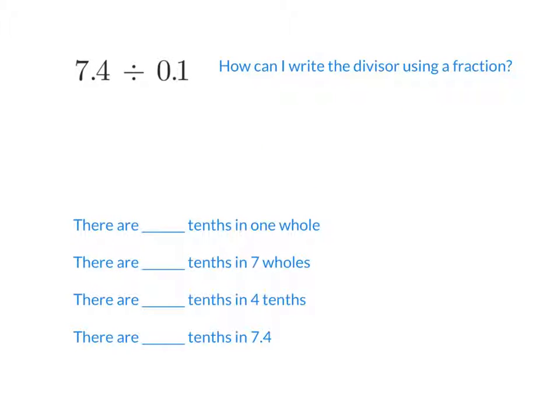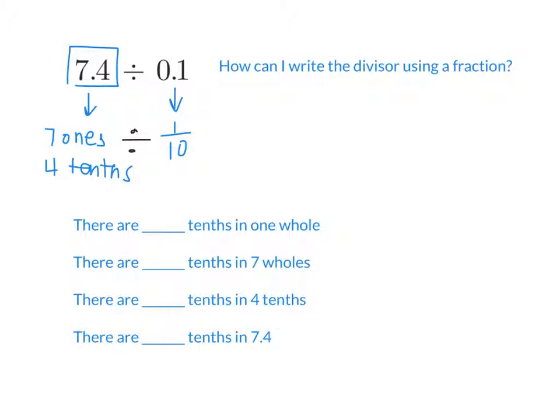Now, I have 7.4, okay, divided by 1/10. We still know that this 1/10 means 1/10, okay? But this number is a little bit different. How is 7.4 different than our previous problem? Well, our previous problem had a whole number part, but this is a whole number part and a decimal part, right? We can think of 7.4 as 7 ones and 4 tenths, right? So we can think to ourselves, okay, well, this is kind of like 7 ones divided by 1/10, and then also 4 tenths divided by 1/10.